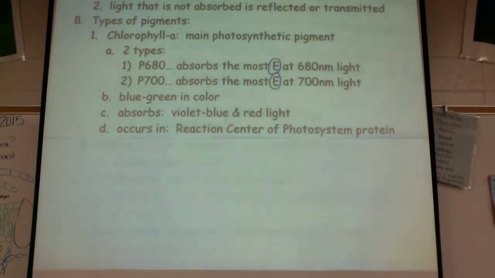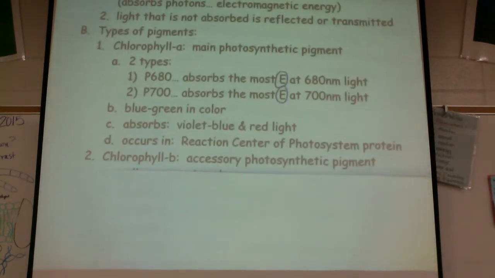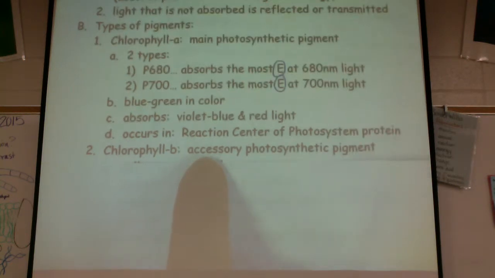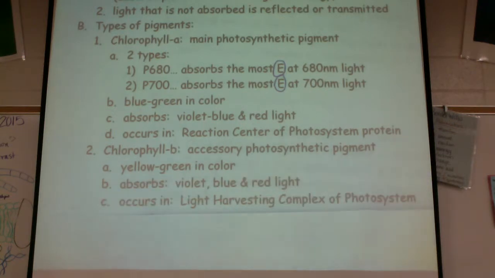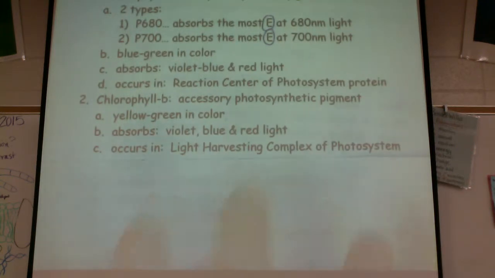Now, there is also, of course, chlorophyll B. It's an accessory pigment, like an accessory to a crime. They're the ones who help the job, but they don't necessarily do it themselves. So it also absorbs light energy. They're lighter in color. They absorb different wavelengths of light, and their job is to transfer that energy of excitement through electrons to the chlorophyll A. So they are in the light harvesting complex of that photosystem.